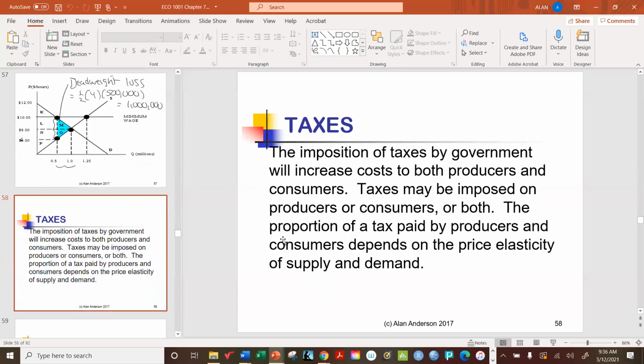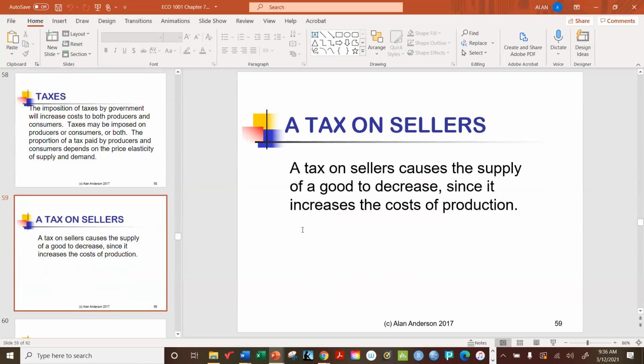Well, let's jump down here now. A tax could in principle be imposed directly on the sellers or directly on the buyers. So we'll start by considering what happens when there's a tax on the sellers. The tax on a seller is a problem because it increases the cost of production. So imagine that you're McDonald's and suddenly the government decides to slap a huge tax on beef, that's going to cause a problem for McDonald's.